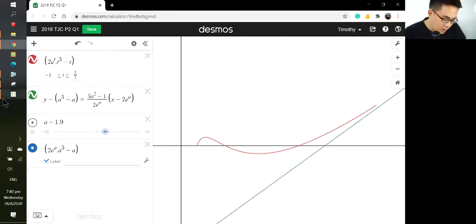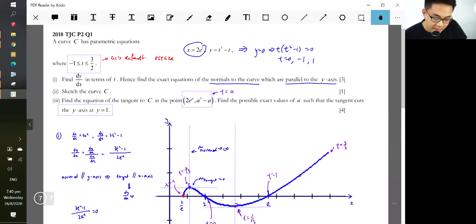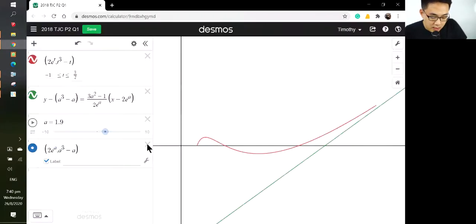Now the next question is this. Find the possible exact value of A such that the tangent cuts the y-axis at number 1, right? So in other words, the best way to illustrate is using decimals, obviously.